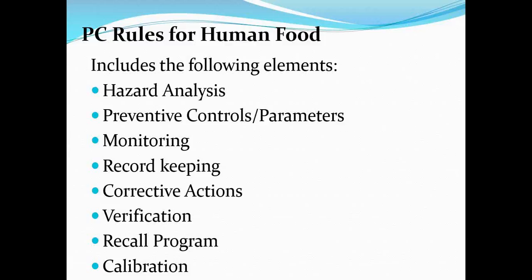The parameter controls must either be defined with or without limits. You can have parameters with or without numbers assigned, depending on whether these are measurable. All steps identified as preventive controls need to have assigned parameters. Now, monitoring is something similar to what you are familiar with in the case of HACCP.